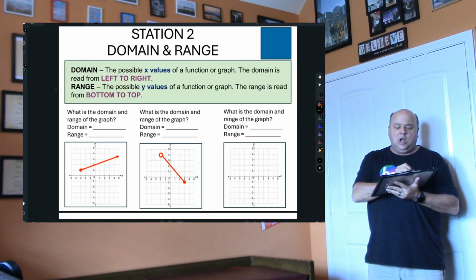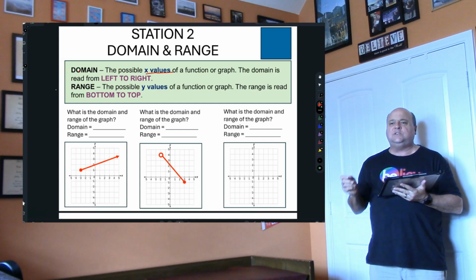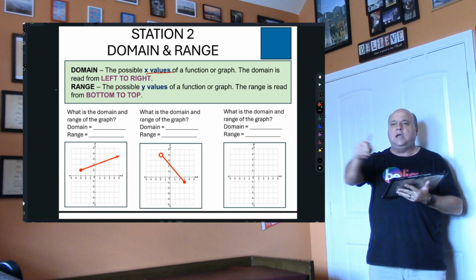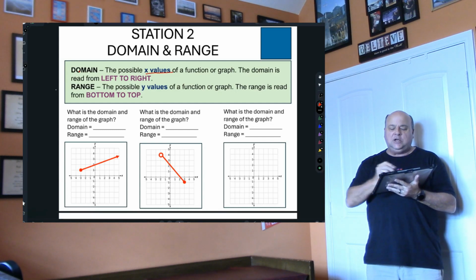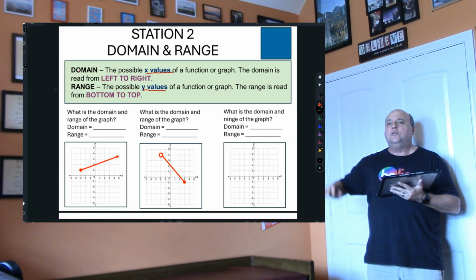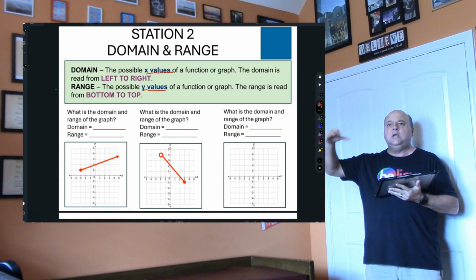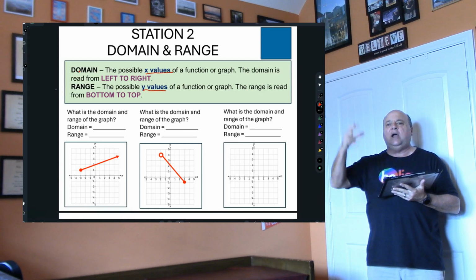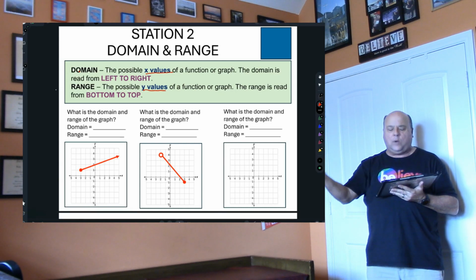Station 2, we're talking about domain and range. Remember, the domain are the possible x values. The domain goes left to right, doesn't it? The range are the possible y values. The range goes from bottom to top. Always remember that. What can the x's be? What can the y's be?